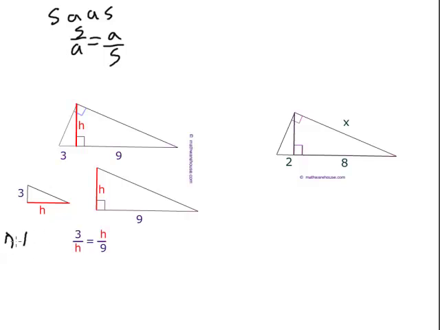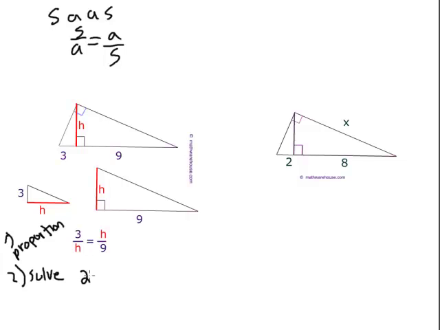Let me try to write this more neatly, and there's not much space here. So set up the proportion. If you see this kind of situation, it's side over altitude equals altitude over side. Step 2 is to solve. Alright, we just want to solve for h. And that means we have to cross multiply.